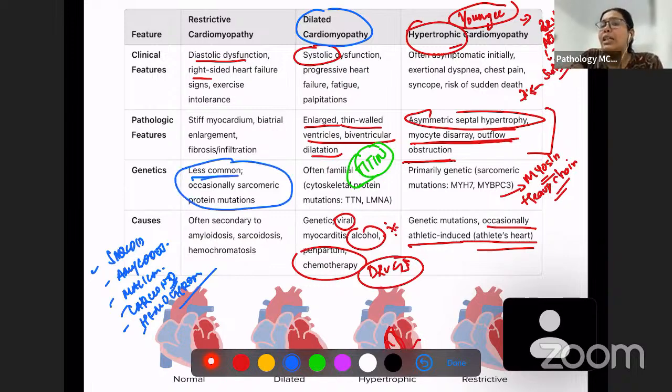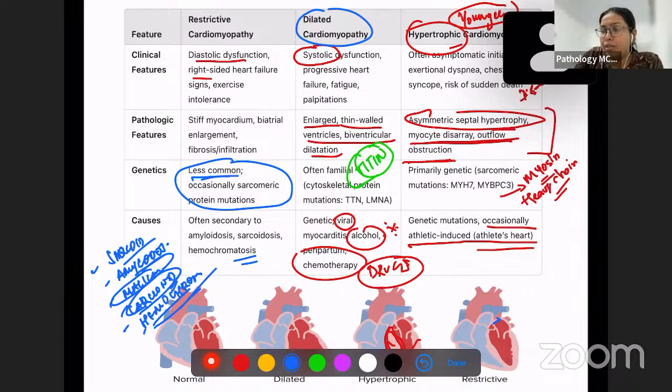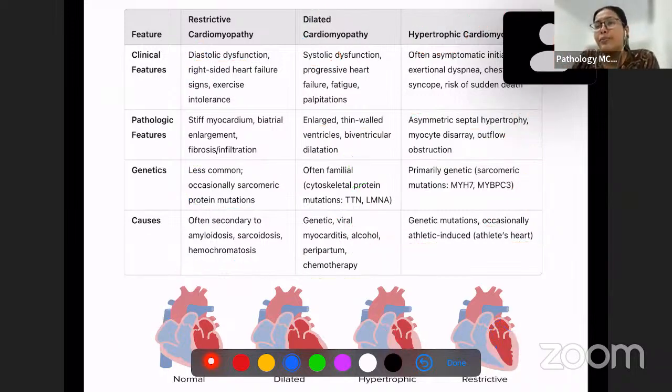Genetics is very less common. Usually causes are some restriction like fibrosis, sarcoidosis, amyloidosis, any malignancy resulting in fibrosis, carcinoid syndrome, or hemochromatosis. So these are the causes of restrictive cardiomyopathy. Okay, so this is restrictive cardiomyopathy over here. You can see there is lots of stiffness, so you are going to have diastolic dysfunction.